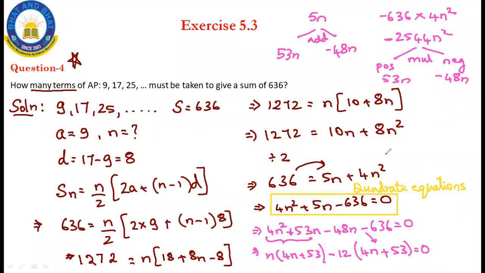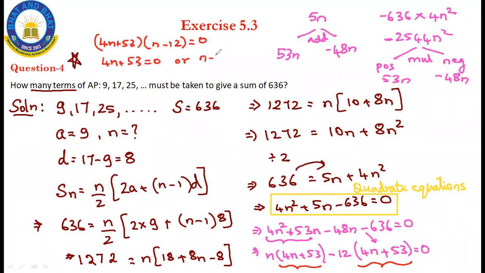Now observe. What is the observation here? The observation is that 4n plus 53 is common in both. So I can take it outside. Since there is no space, I will write it here. So 4n plus 53 is common. If I take it out, n minus 12 is equal to 0. Then as per the concept of quadratic equation, 4n plus 53 is equal to 0 or n minus 12 is equal to 0. So n is equal to 12, or n is equal to minus 53 by 4.